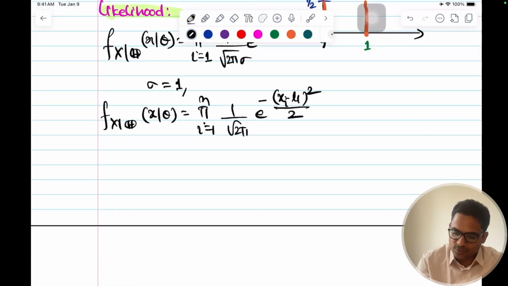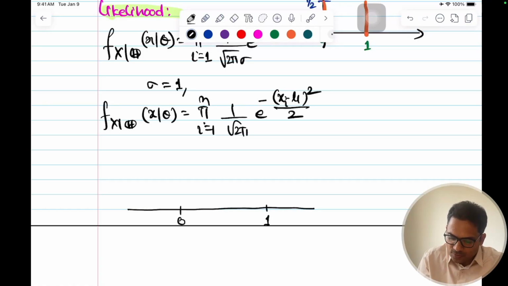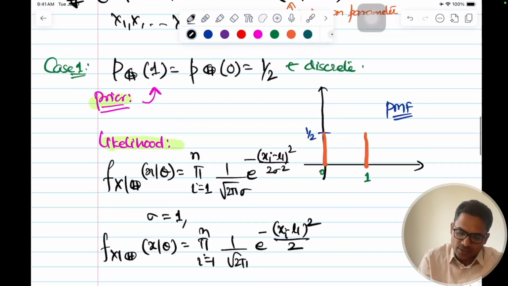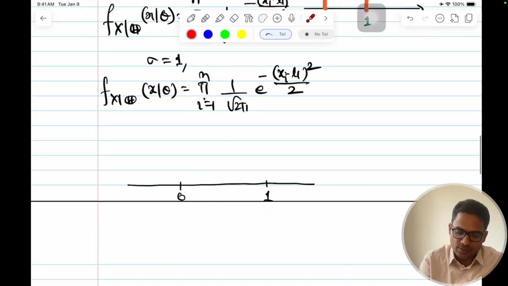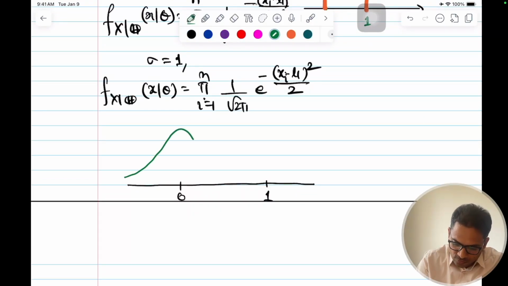It's the Gaussian, we know that. So it's a Gaussian, and the mean is either 0 or 1. Okay, so we know that. So the mean is either 0 or 1. It's a Gaussian with mean 0 or 1, and the probability of having mean at 0 or 1 is equally likely. So how will this distribution be? It will be something like this: one peak around 0, another peak around 1.